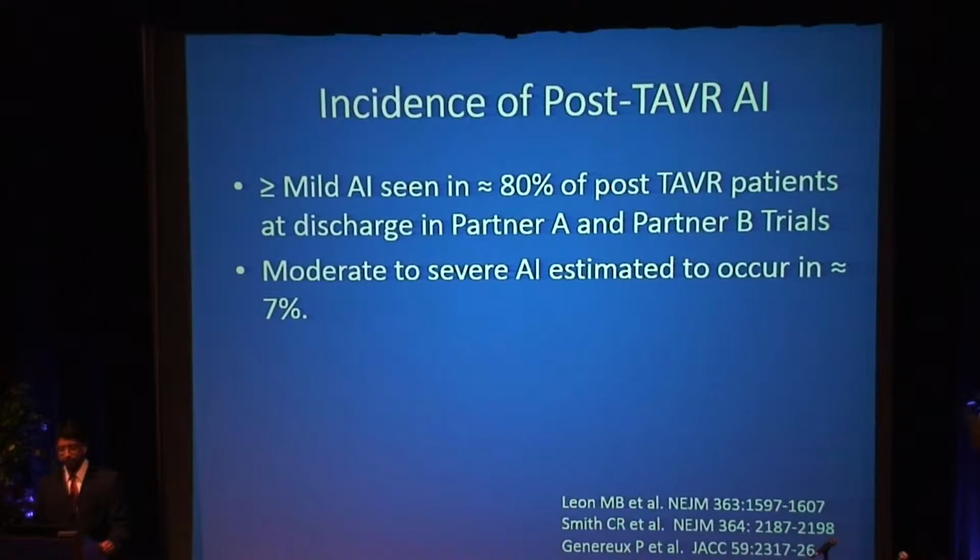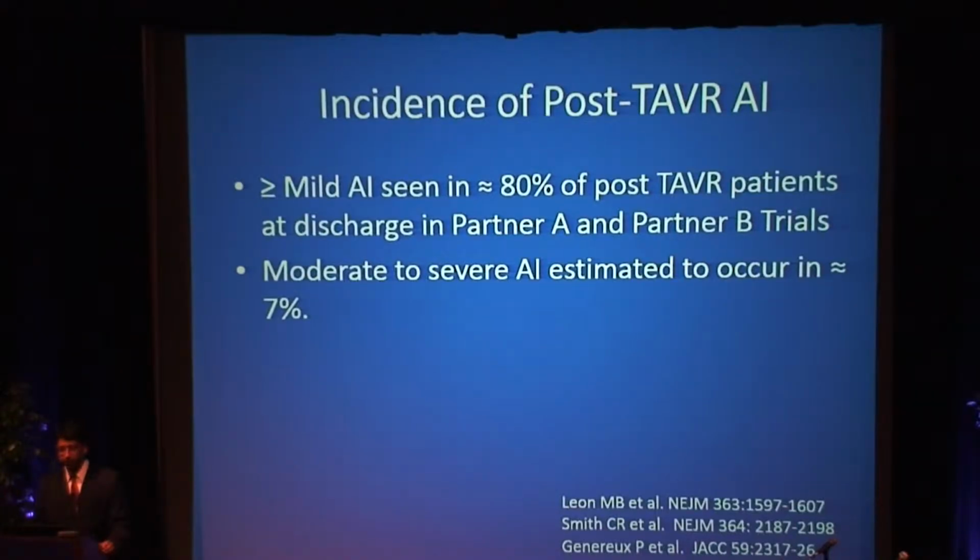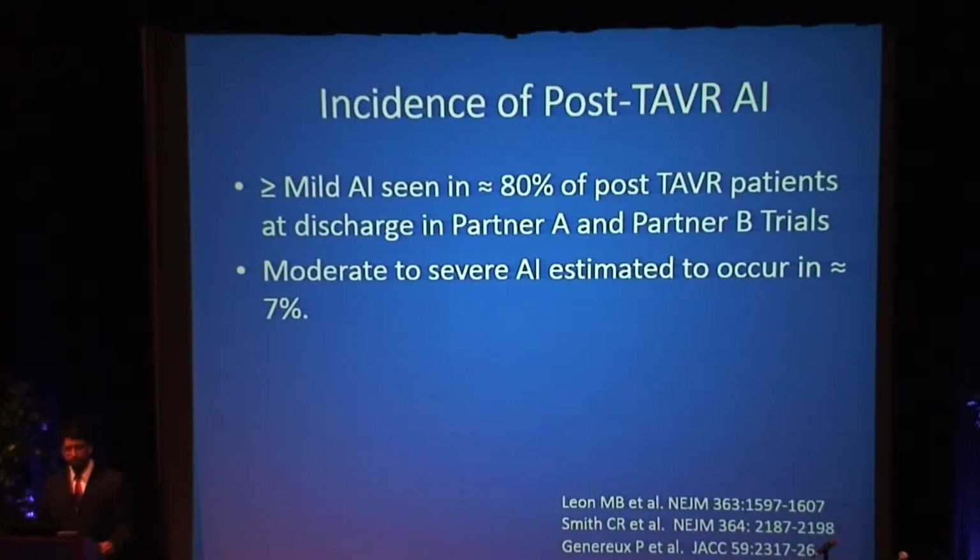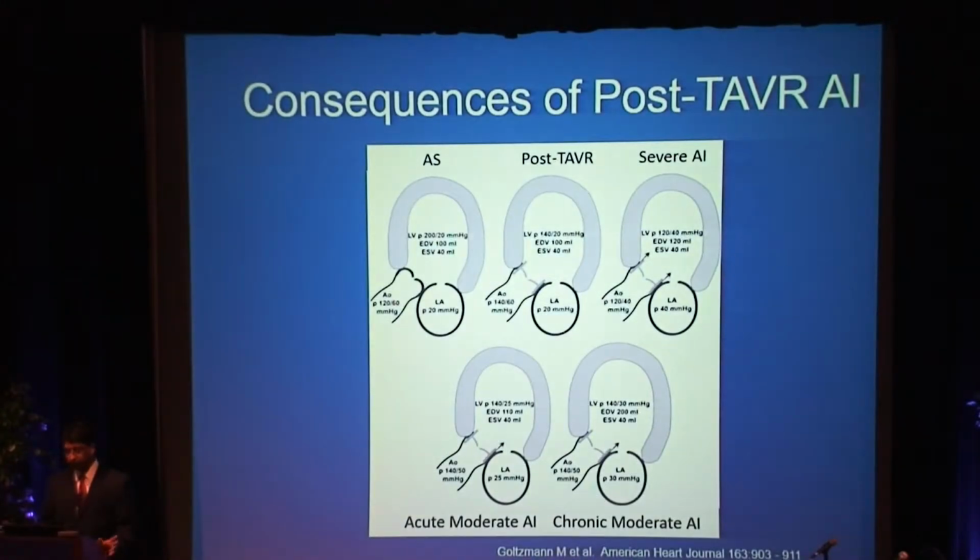So paravalvular aortic regurgitation is actually very common after TAVR. In both Partner A and B, approximately 80% of patients had at least mild AI. There are different estimates of how common moderate to severe AI is, because of different ways of measuring and no validated measures to quantify paravalvular AI. But a meta-analysis that looked at 3,500 patients estimated moderate to severe paravalvular AI to occur in approximately 7% of patients.